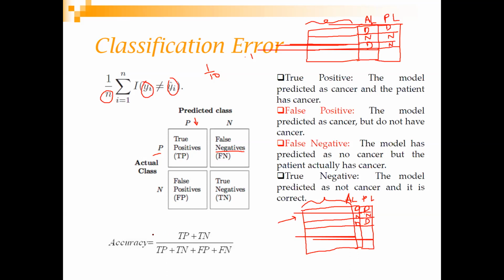So if you define a ratio, which is called classification accuracy, which is a ratio of true positive plus true negative by all the observations, right? By all the observations. So that is called classification accuracy.